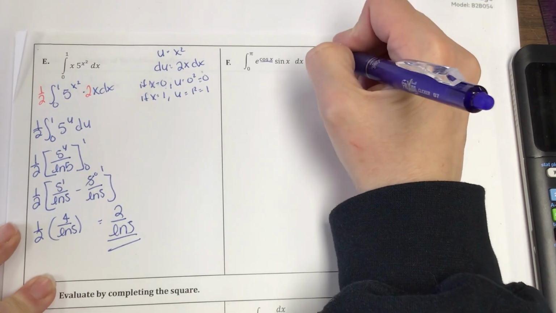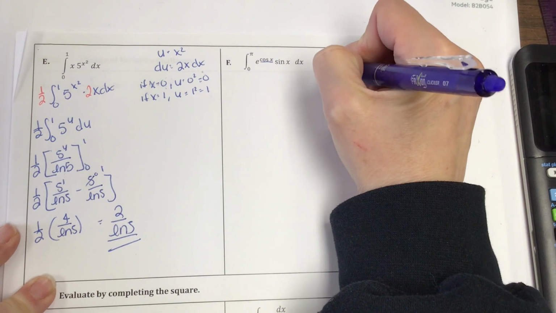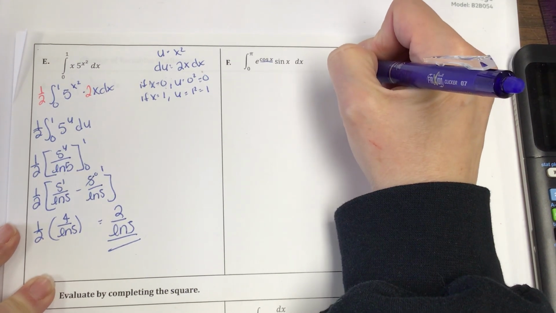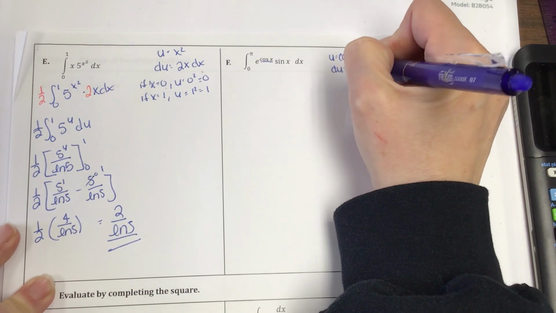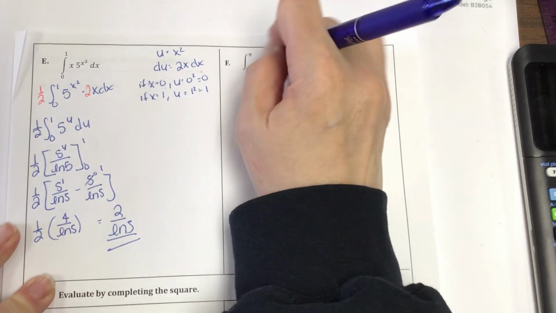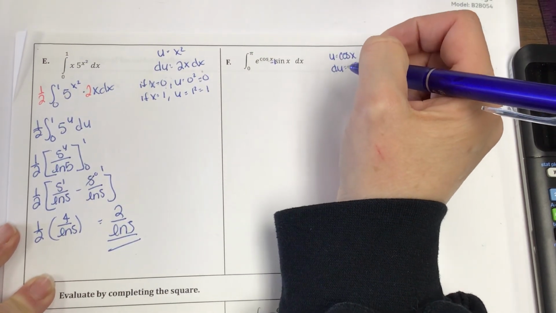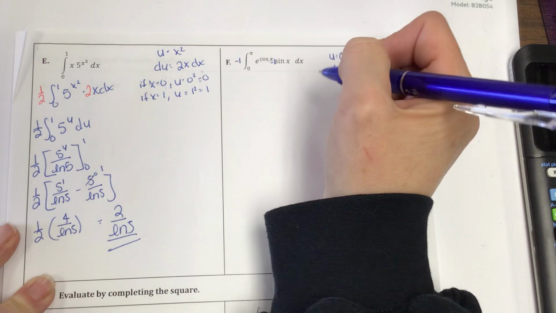So here, if u equals cosine x, du equals negative sine x dx, right? And I have the sine x, but I really need the negative in there, don't I? And so if I need the negative in there, I have to put a negative out here as well.